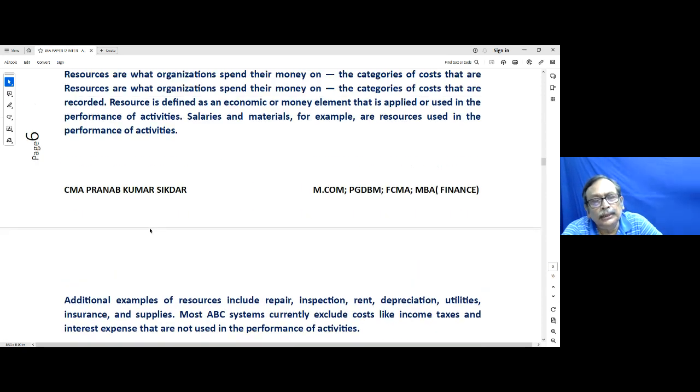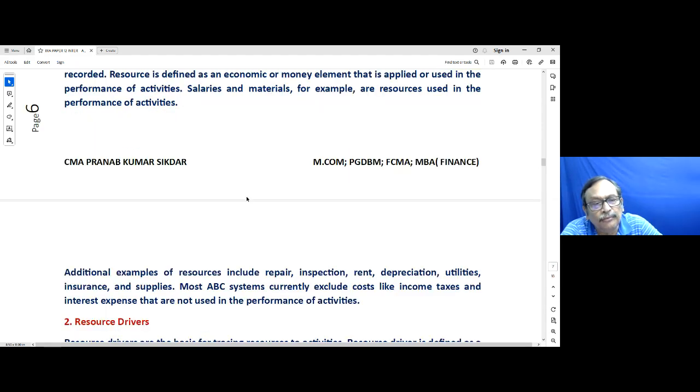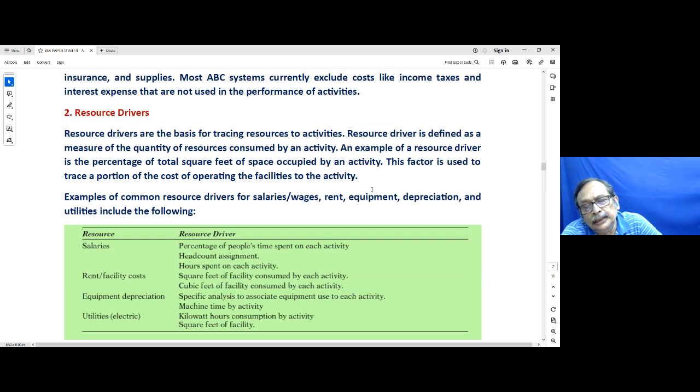Then once we are sure about resources, we are going to have the concept of resource drivers. Now at this time, you may ask, sir, what do you mean by resource drivers? So that I have explained in a lucid sense. Resource drivers are the basis for tracing resources to activities.